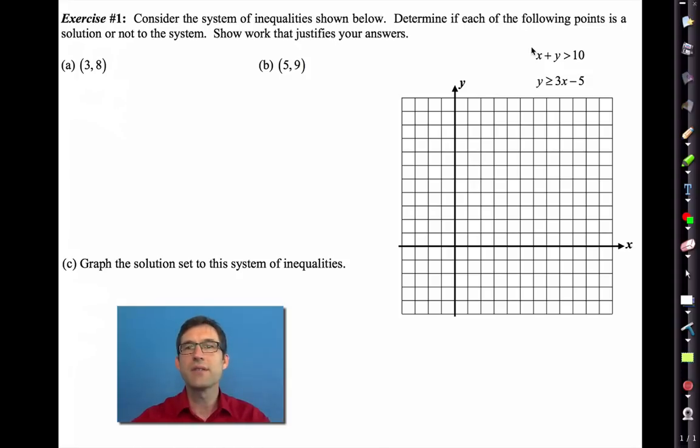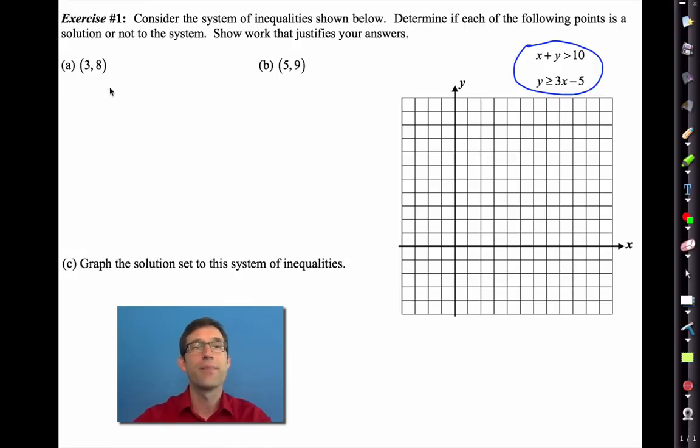Take a look at a system of inequalities, and try to figure out whether particular points are solutions to those systems. So what we want to do is figure out if the point 3, 8 is a solution to that system. Now, it doesn't matter whether it's a system of equalities, a system of inequalities, or a mixed-up system. The plain fact is a point is a solution to a system if it makes all the equations, or in this case, inequalities, true.